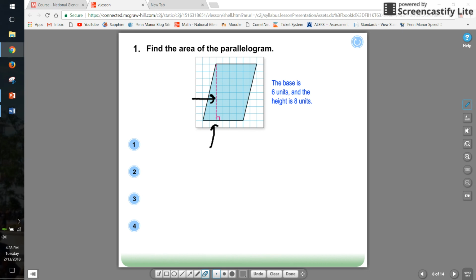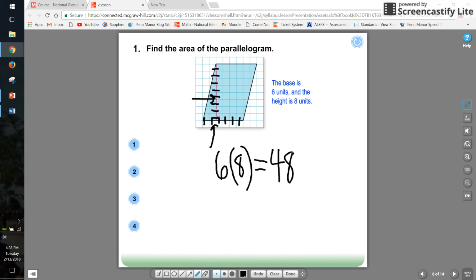All right, how am I going to figure out the area? Well, firstly, I'm going to count. Let's take a look at the base. I see 1 square, 2 square, 3, 4, 5, 6. That means that there are 6 units on the base. And very similarly, I'm going to count up starting right here: 1, 2, 3, 4, 5, 6, 7, 8. Or 6 times 8, which gives me 48.